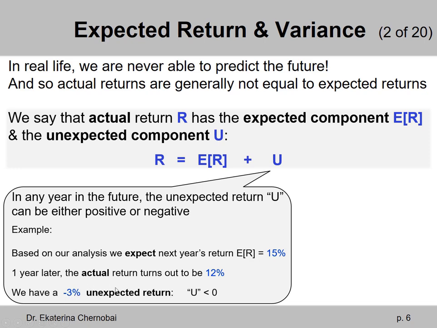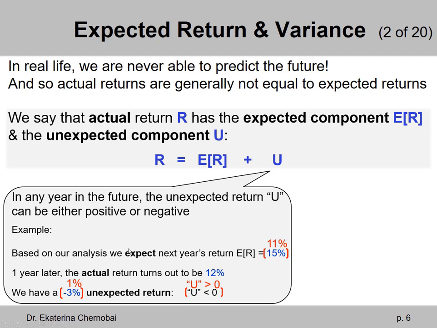Negative means that we received less than we expected, right? So we overestimated our return. We were too optimistic.